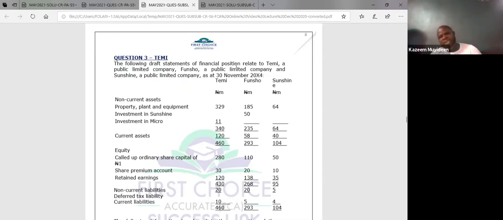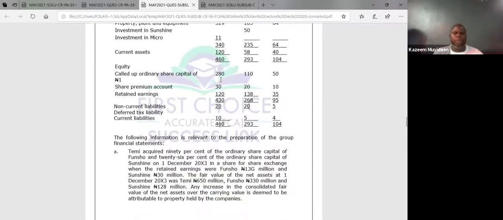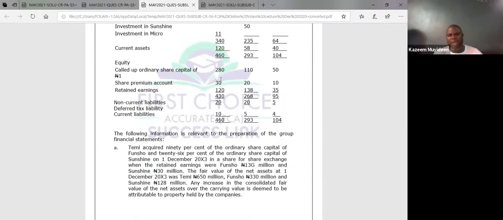The following draft statements of financial position relate to Temi, a public limited company, Fusion, a public limited company, and Sunshine, a public limited company, as at 30 November 2004. All figures are assumed to be correct unless otherwise stated. The following information is relevant to the preparation of the group financial statements. Temi acquired 90% of the ordinary share capital of Fusion. He has 90% investment in Fusion, control. No story. Parent is 90%, NCI is 10%.